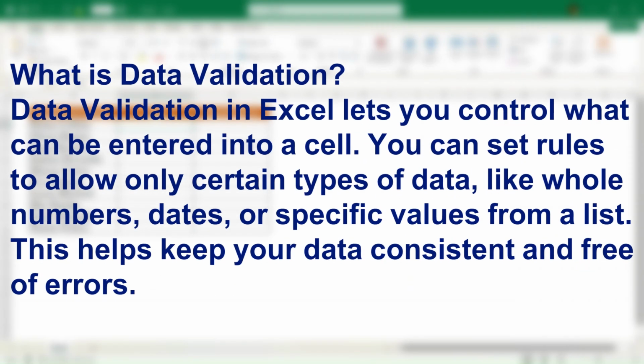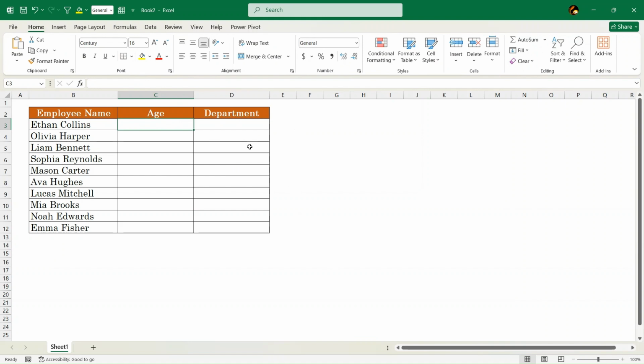Okay, what is data validation? Data validation in Excel lets you control what can be entered into a cell. You can set rules to allow only certain types of data, like whole numbers, dates, or specific values from a list. This helps keep your data consistent and free of errors.